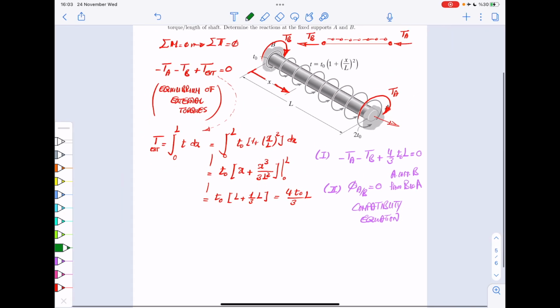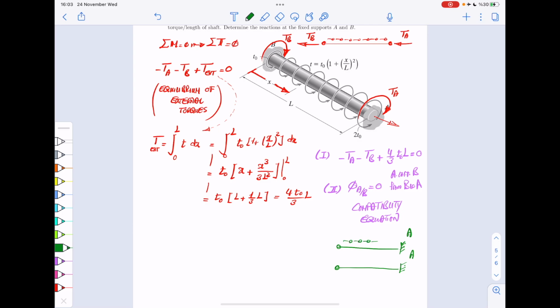So what I want to do is basically this. I'm going to draw this thing, and in both of them I assume point A is fixed. So this is point A on the right-hand side. In one of them, I have my little distributed torques. Let's call that system 1. In the other one, I have only my torque at B, my TB.